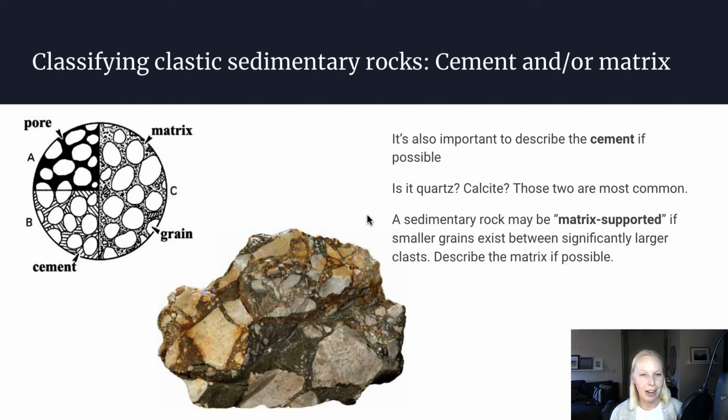When we're talking about classifying clastic sedimentary rocks, it's also very important to describe the cement or the matrix. So if your rock has cement between the grains, they don't always have a visible cement. And if you're able to describe that cement, you definitely should. Most often, cement is made out of quartz or calcite.